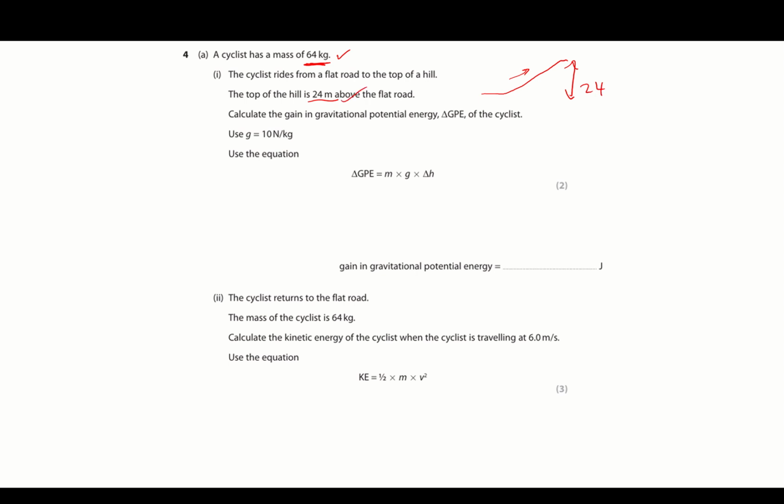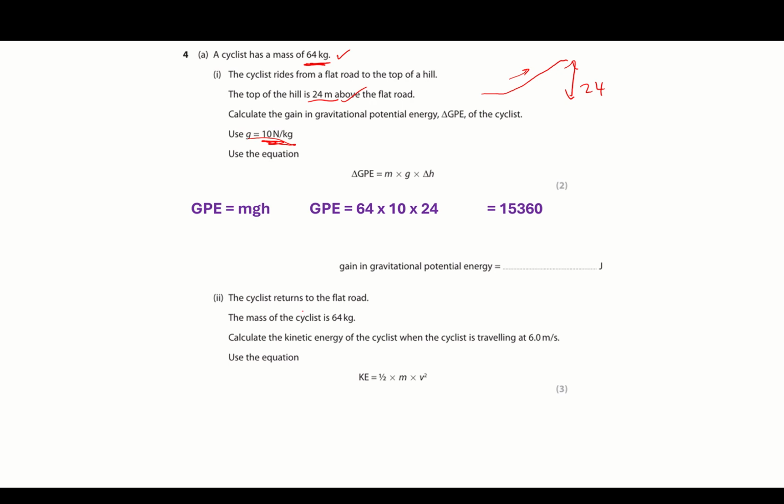Perfect. So we don't need to change that. It's in meters. Calculate the GPE, and it tells us GPE equals M times G times the change in height, and it tells us that G is 10. So it's just times all of those numbers together. So 64 times 10 times 24, 15,360 joules. Lovely question there, nice easy one.